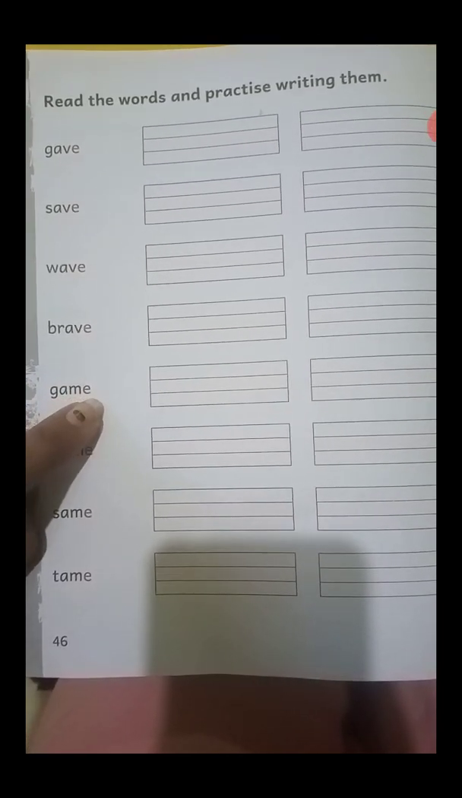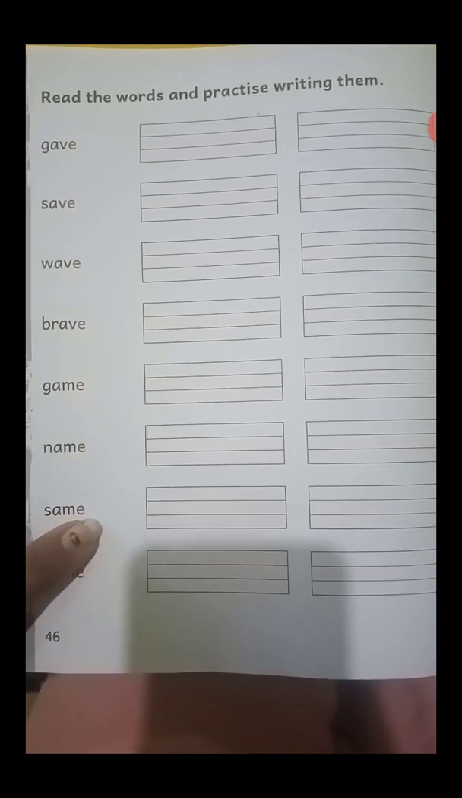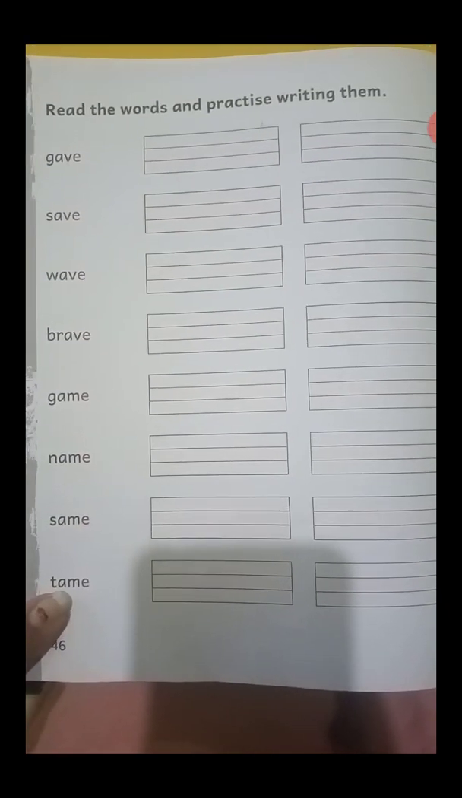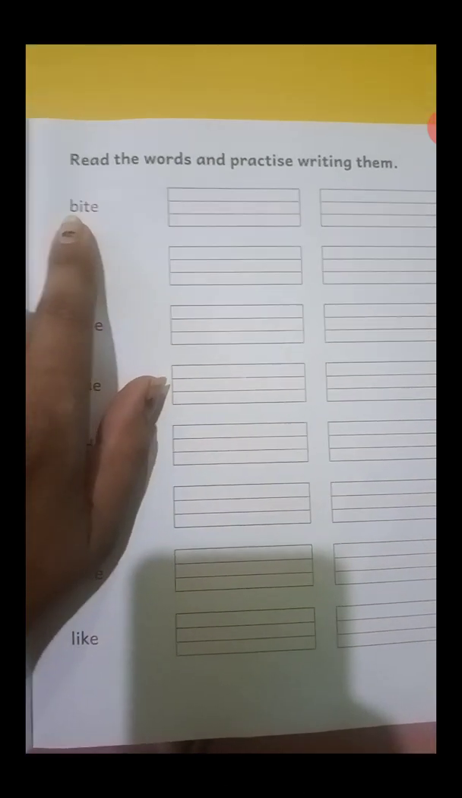G-A-M-E, game. N-A-M-E, name. S-A-M-E, same. T-A-M-E, tame. Students, open page number 47. Students, read and write.